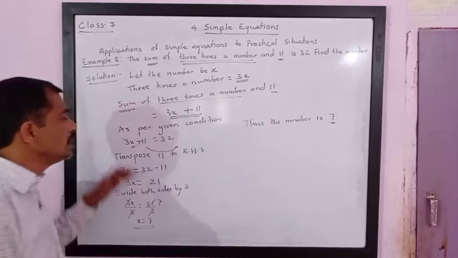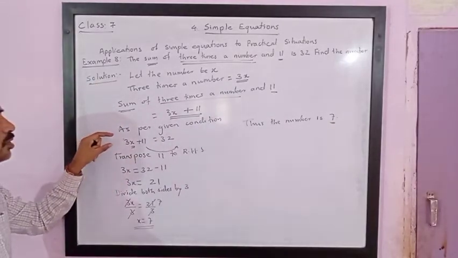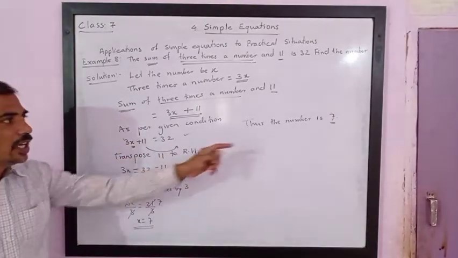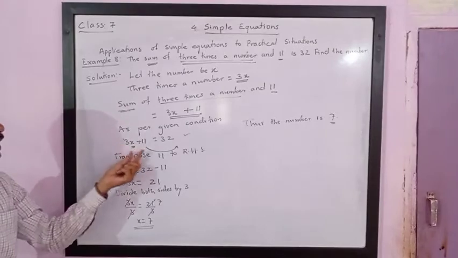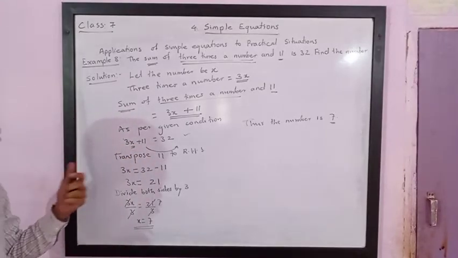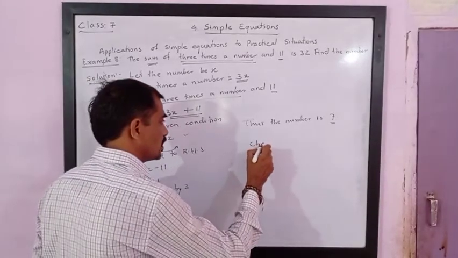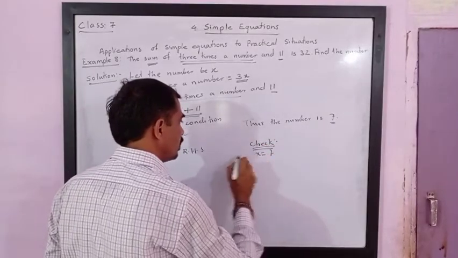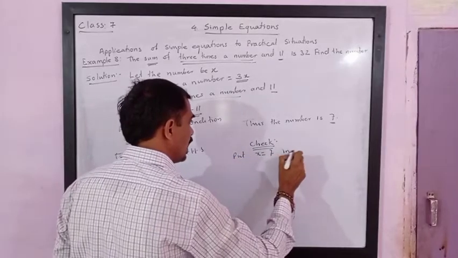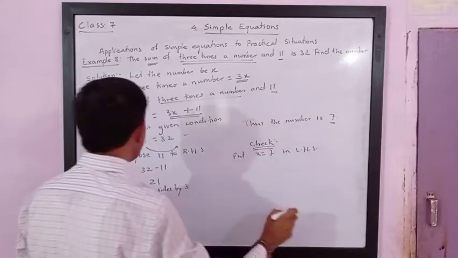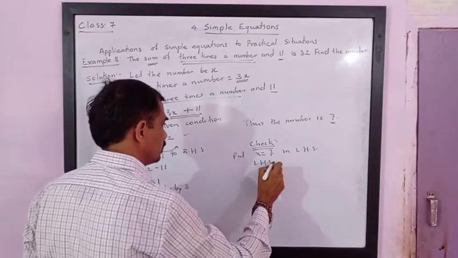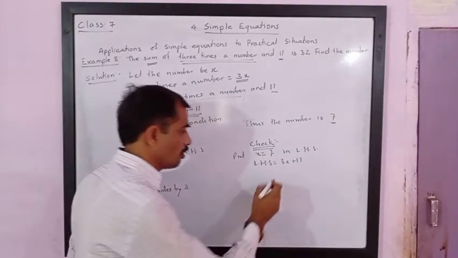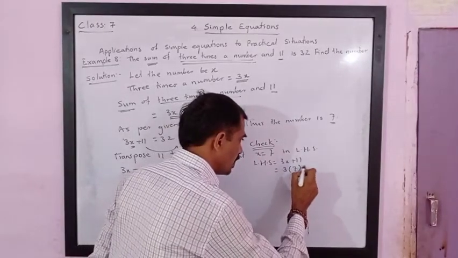Now please note, this can also be checked. We have already studied how to check equations. If you put 7 in the LHS, we can see whether we get the RHS or not. So let us check whether our solution is correct. For checking, put x is equal to 7 in the LHS. The LHS is 3x plus 11, which becomes 3 multiplied by 7 plus 11.